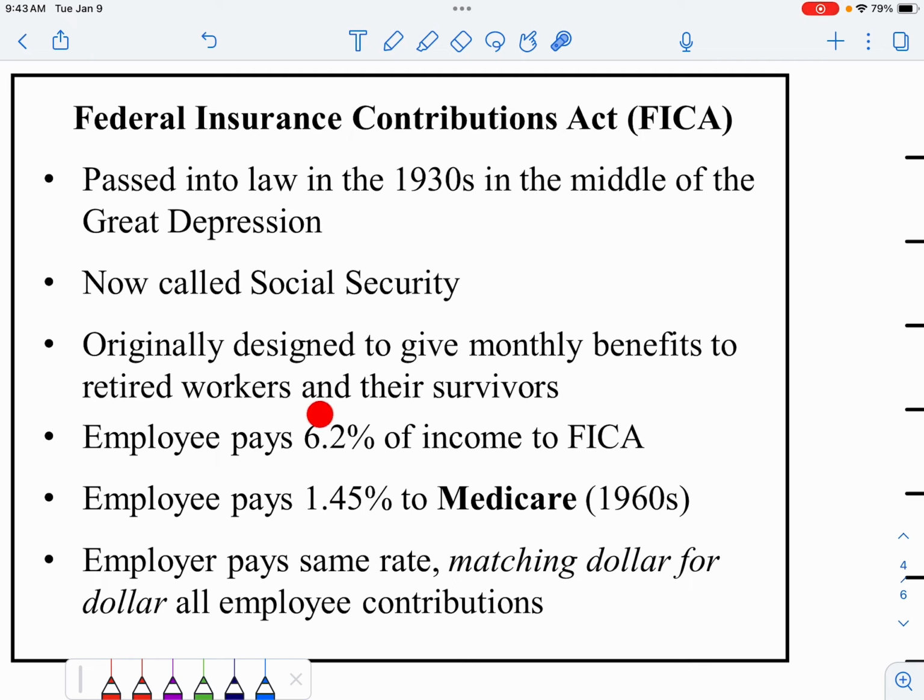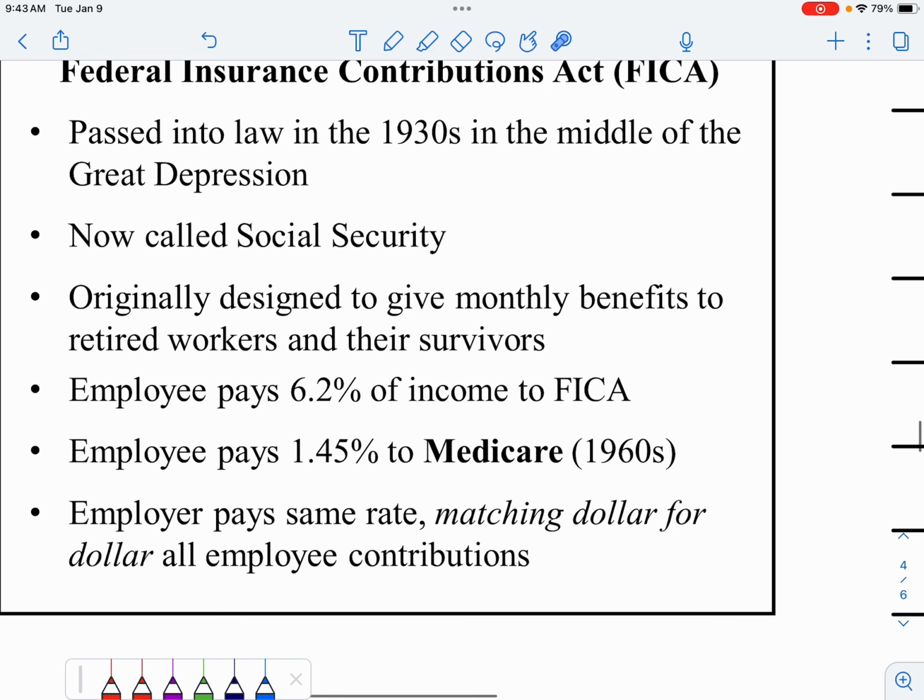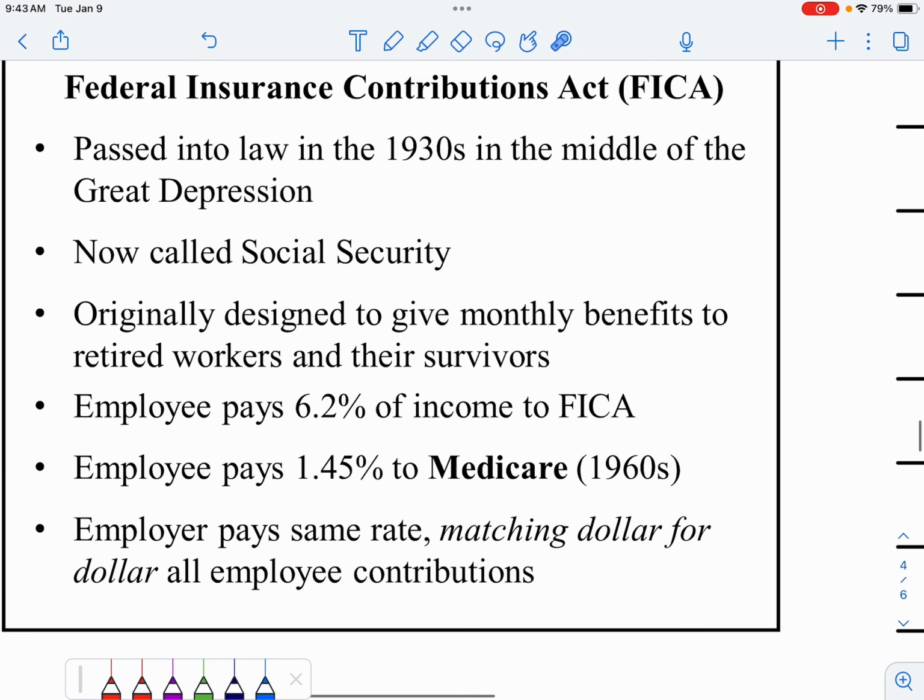The employee pays 6.2% of income to FICA. And then the employee also pays 1.45% to Medicare, which went into law in the 1960s. The employer pays the same rate, matching dollar for dollar all employee contributions. In other words, when the employee pays 6.2%, the employer also pays the same amount of tax for the employee.